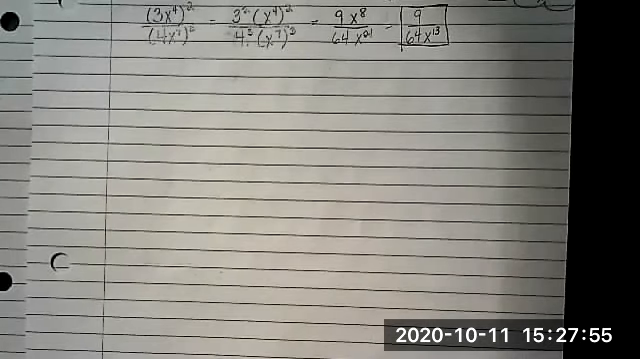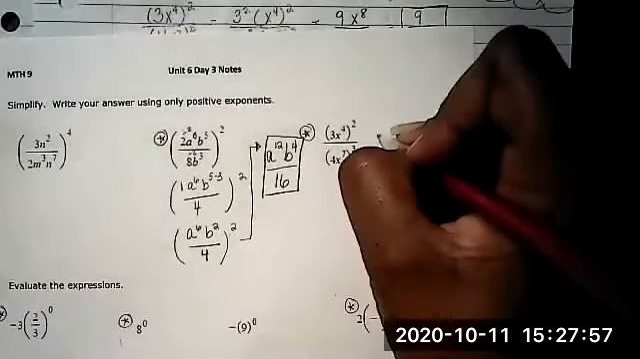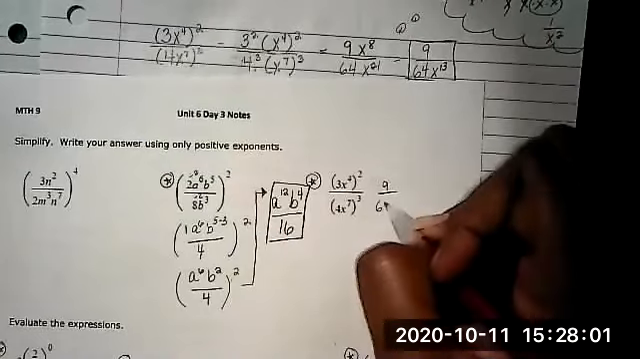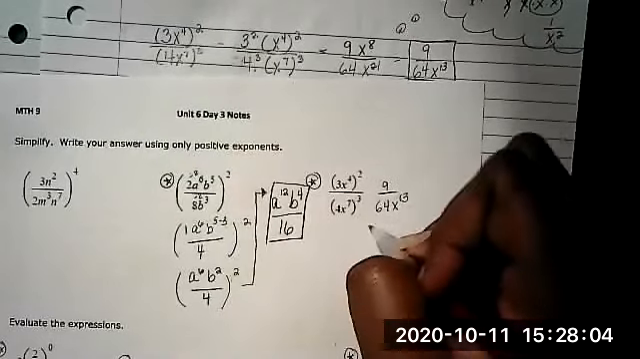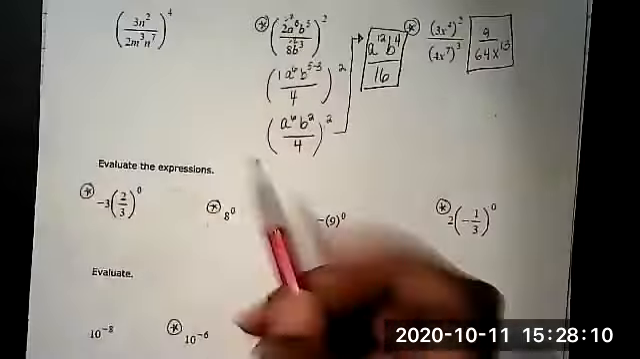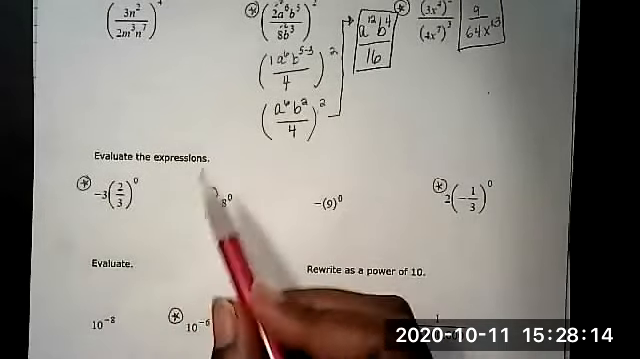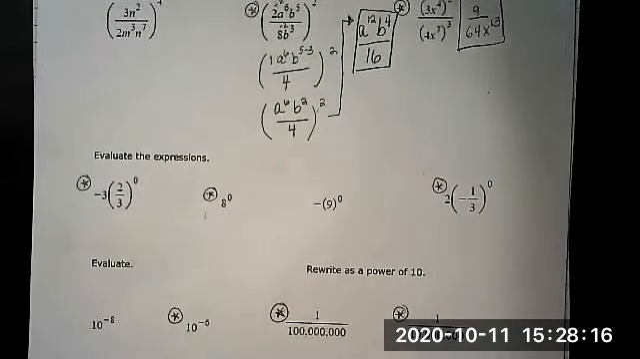All right, let's go. So that's what we got for this one. We got 9 over 64x to the 13th power. That's our answer there. All right, let's go to the next section. Anything raised to the 0 power is 1. So it's not 0, it's 1.